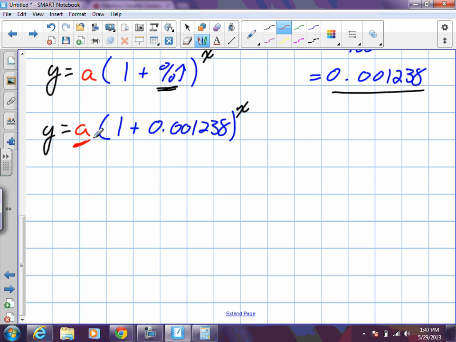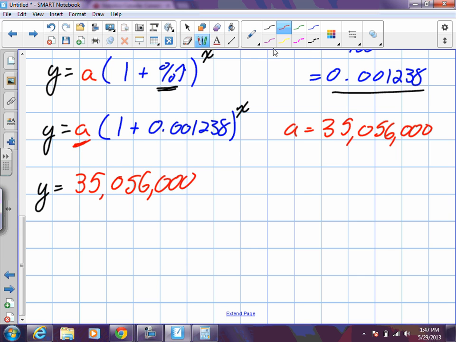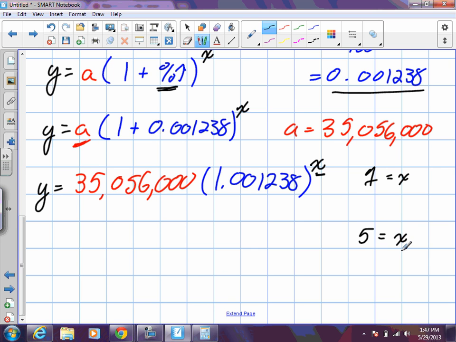A is our initial value, and our initial value in the Canadian population was 35,056,000. We rounded it a little. So our formula reads Y is equal to 35,056,000 multiplied by 1.01238 to the power of X. X being per year. So we said we had to calculate it at 1 year, which means we'll look for when X is equal to 1. We need to calculate it at 5 years, so when X is equal to 5. And we have to calculate it for 10 years, when X is equal to 10.